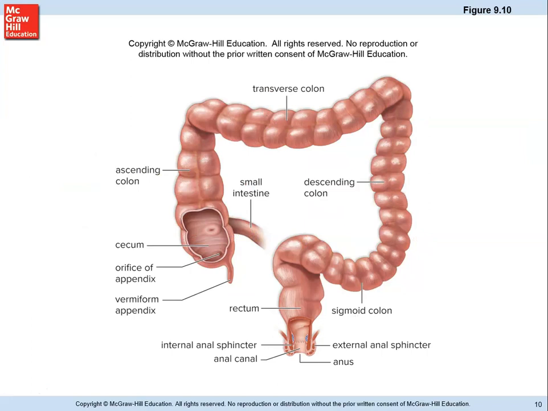The small intestines lead to the large intestines. So on the left here we have the ascending colon. Then in the middle is the transverse colon, on the right-hand side the descending colon, which ends in the sigmoid colon, rectum, and anus. So as food enters the lower portion of the ascending colon, it is still liquid.